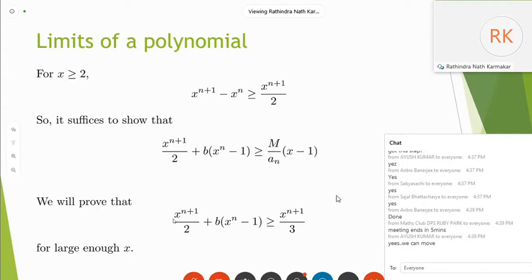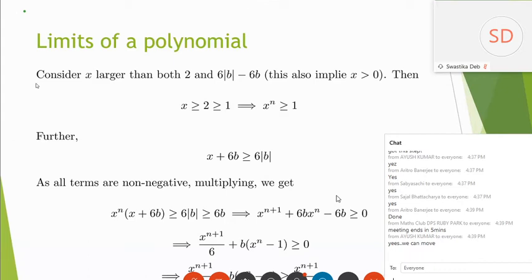Yes, Dada, you can go ahead. Initially we had taken x greater than 1 and x greater than or equal to 2. Those are the two relaxations we had made earlier.